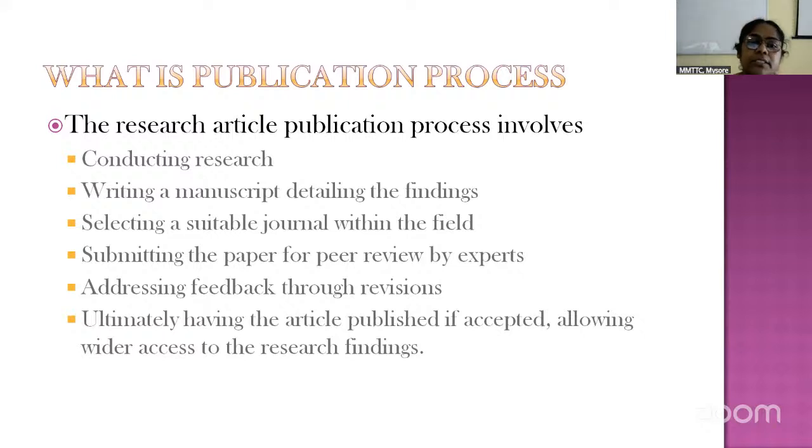So now the research article publication process involves conducting research, writing a manuscript detailing the findings. You are writing manuscripts, giving details of the findings of the research work you have done, then selecting a suitable journal within the field. After writing, your research paper is ready for publication, but you should find a suitable journal also.